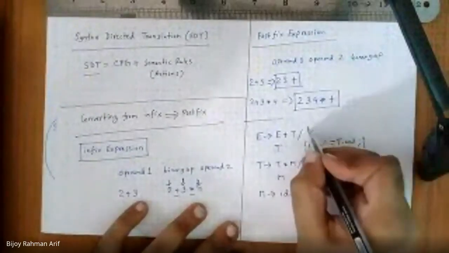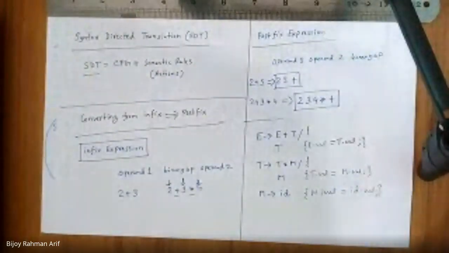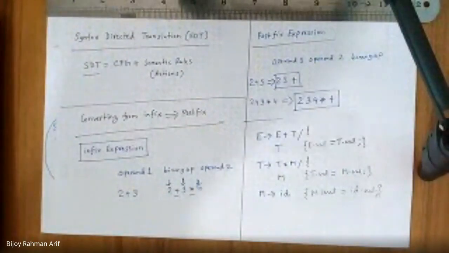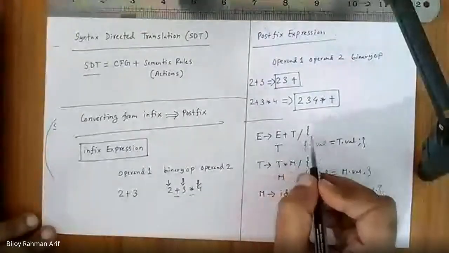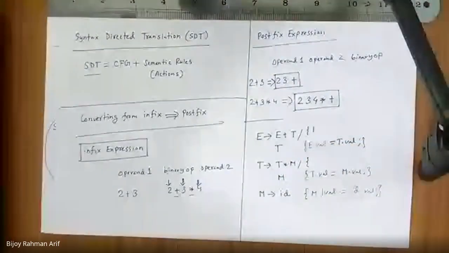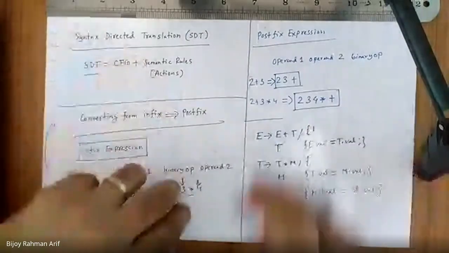But how about these two? How can you write these two? Tell me. What would be the solution? Did you get the algorithm? What I'm doing here? T dot val is equal to T dot val star M dot val. What would be this action? E dot val is equal to E dot val plus T dot val. Then it is actually infix. It is not postfix. That's why I'm asking, did you understand the algorithm?